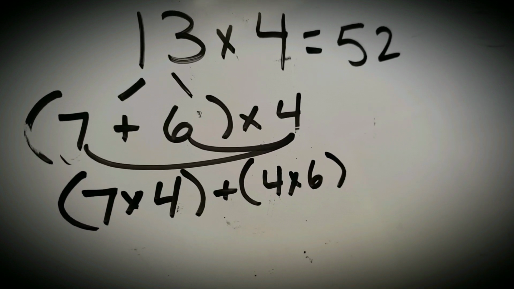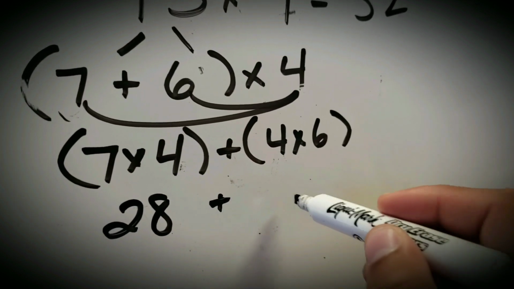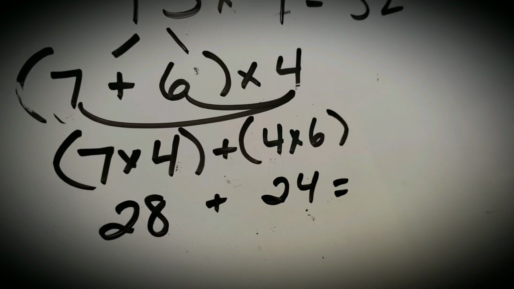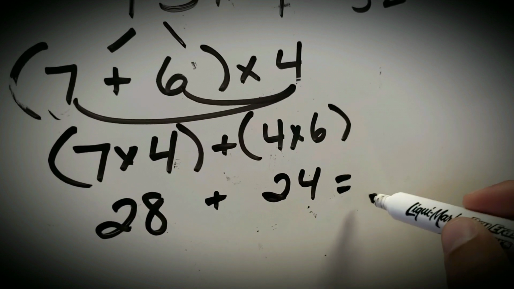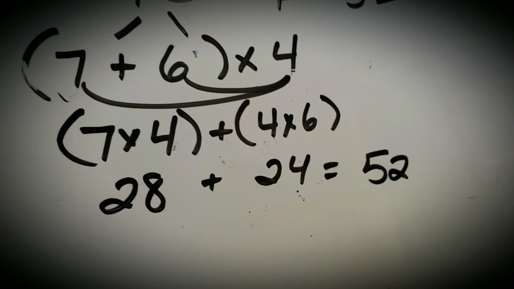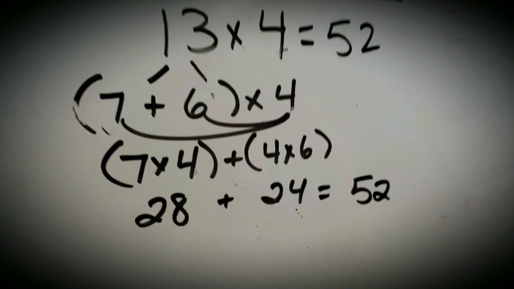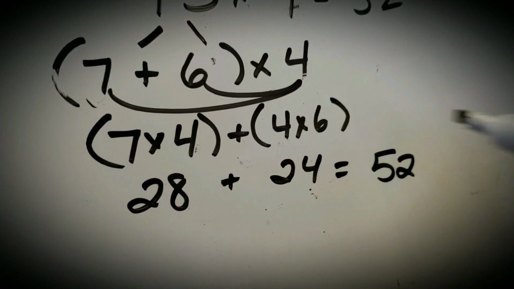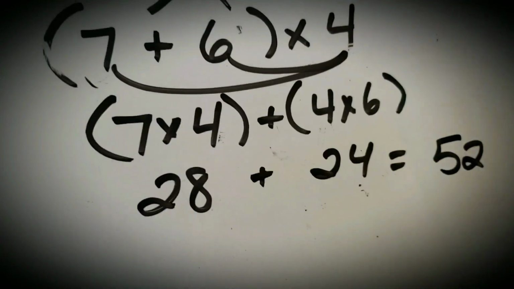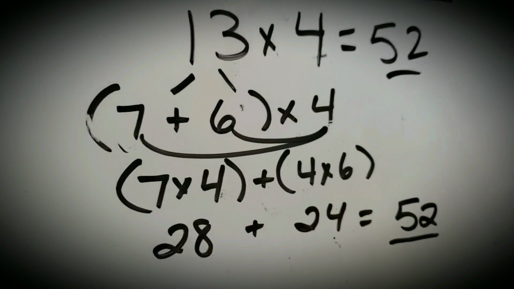So 4 times 7 is equal to 28, and 4 times 6 is equal to 24, and when I add those two values together, I get 52. So that's us using the distributive property. We're distributing the 4, we're multiplying it by each of these digits, the sum of 13, and we're still going to get the exact same product.